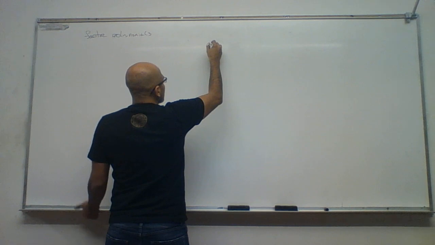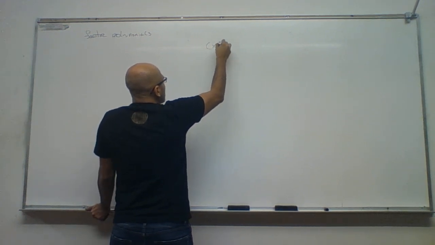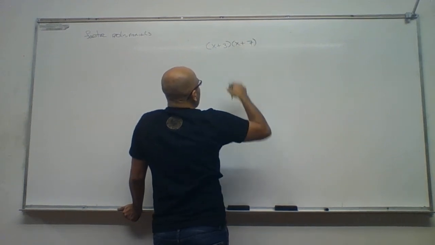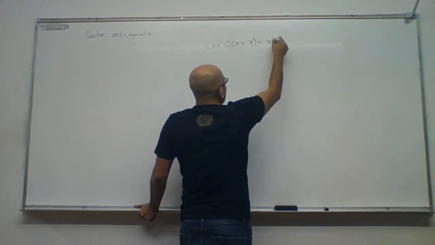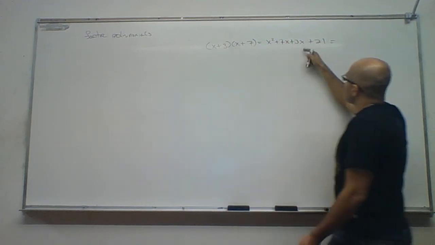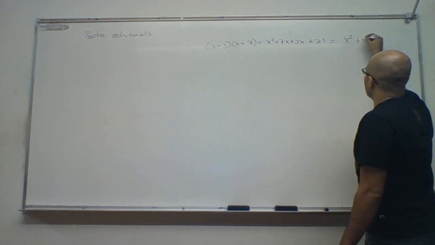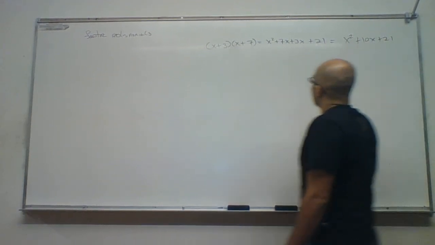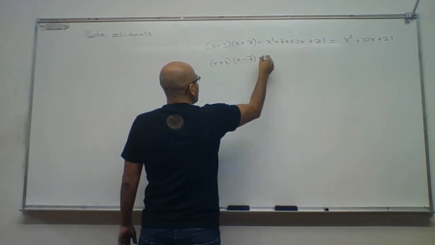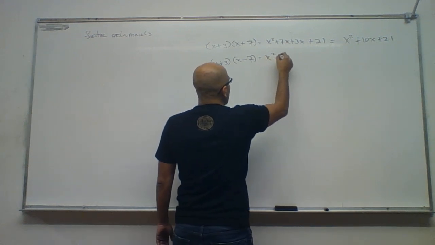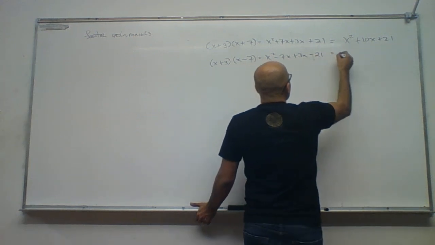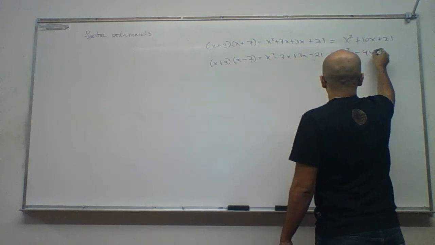Consider this. If we had something like x plus 3 times x plus, I don't know, how about 7? And I wanted to FOIL those things out. I get x squared plus 7x plus 3x plus 21, which is going to be equal to x squared plus 10x plus 21. Okay. Next one, how about x plus 3 times x minus 7? Well, that's going to be x squared minus 7x plus 3x minus 21, which is x squared minus 4x minus 21.